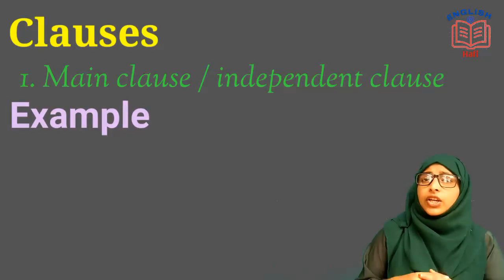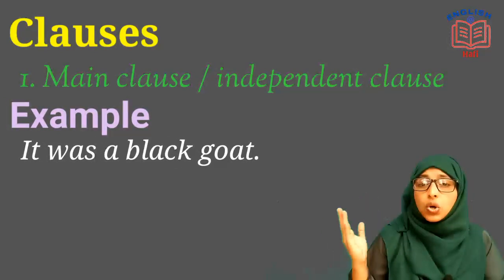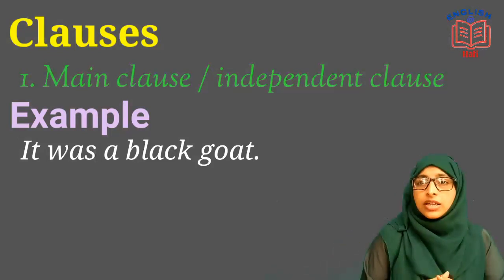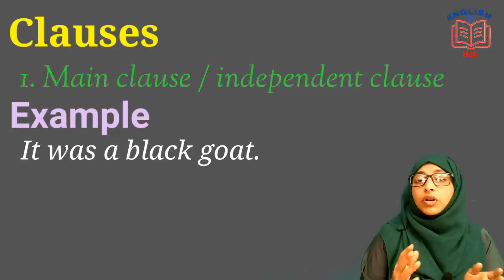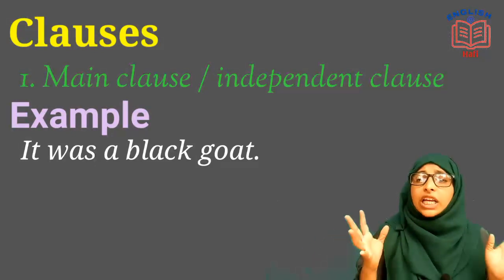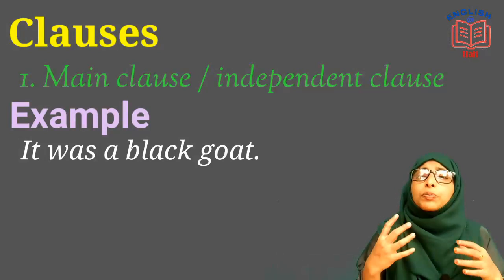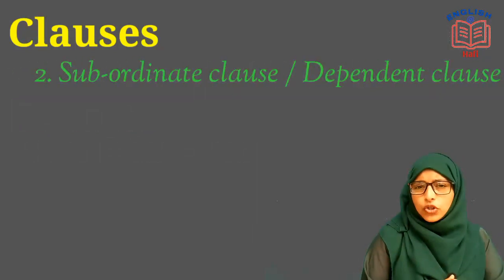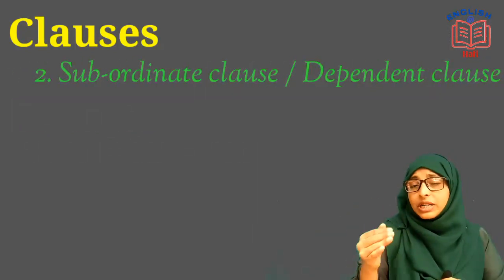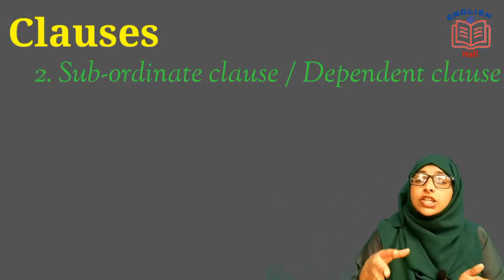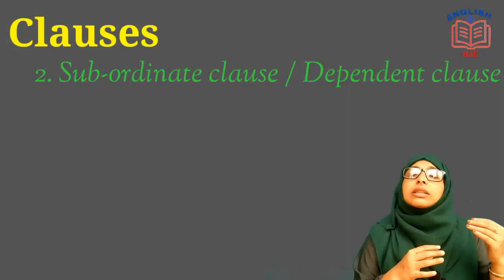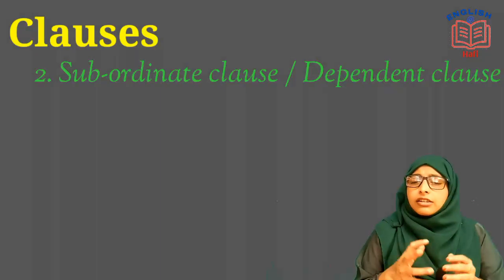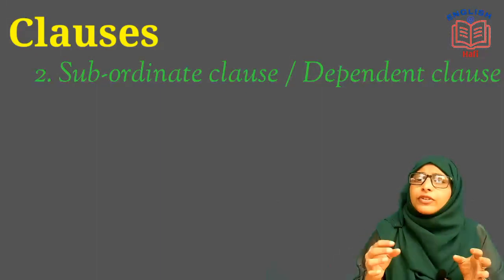An example: it was a black goat. Here the meaning is complete and it becomes a clause. And it is a main clause because it is not depending on any other clause to give you a proper meaning. And the second one, the subordinate clause or dependent clause. From the word dependent itself, it is easy to understand. It always depends on the main clause to give you a complete meaning. This clause is always in need of another clause.